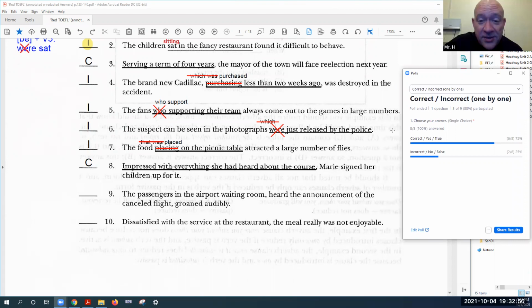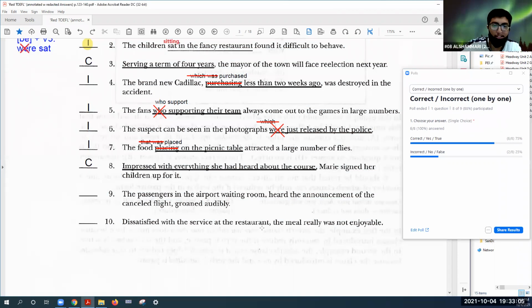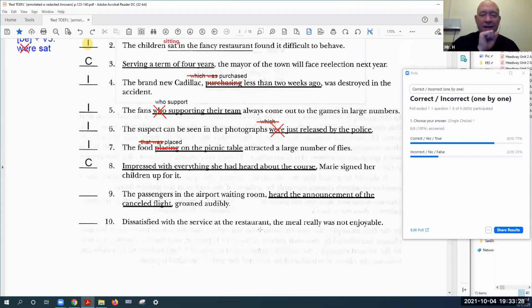So, let's see. Who hasn't done any of these yet? Maybe Ibrahim? Oh, Al-Shamari. Okay, you go ahead. "The passengers in the airport waiting room, heard the announcement of the cancelled flight, groaned audibly." So give me the adjective clause. The passengers in the airport waiting room. That's an adjective clause? I mean, the adjective clause is "heard the announcement of the cancelled flight." Yeah, there you go. Okay.